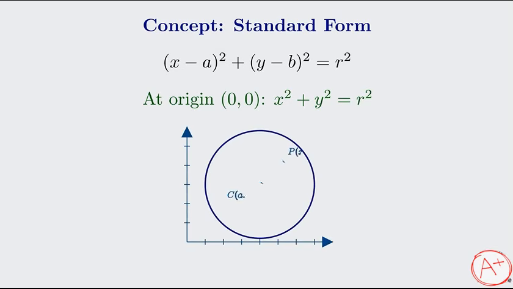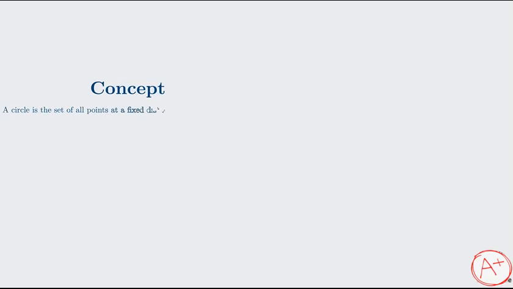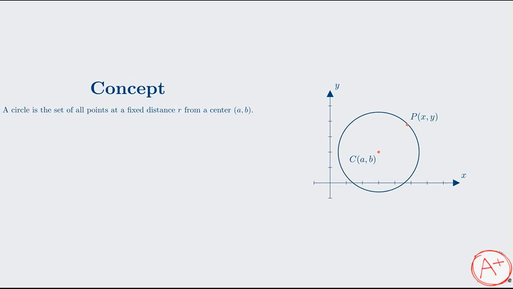Let's visualize this using a coordinate plane. We begin with the fundamental definition. A circle is the set of all points that are a fixed distance, known as the radius, from a central point. To find the equation of a circle, we look at any point P with coordinates (x, y) on the circumference. By drawing a right-angled triangle between the center C at (a, b) and the point P, we can apply the Pythagorean theorem. The horizontal distance is the difference in x coordinates, x minus a. The vertical distance is the difference in y coordinates, y minus b.